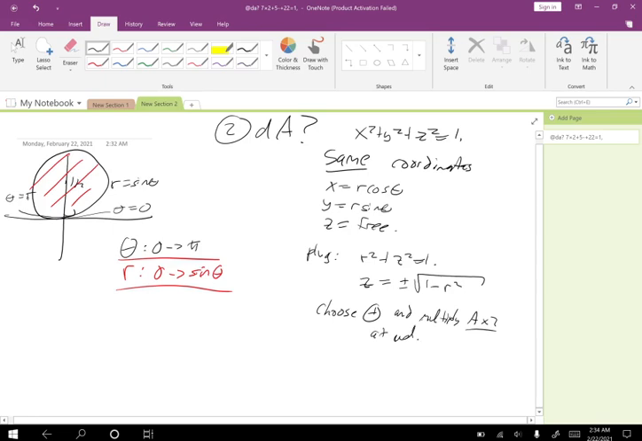Right? Because, if you kind of draw what's going on here, we have a sphere, and then there's just this funny cylinder. I'm just going to choose the top half. I think it's a little easier than having to mess around with this plus or minus. So now that we have z as a function of r, now we have our parameterization.